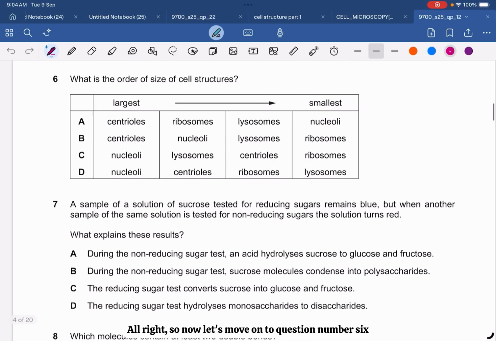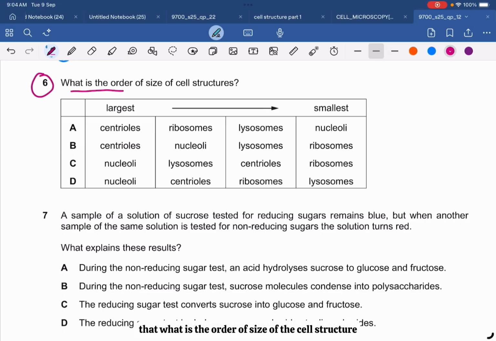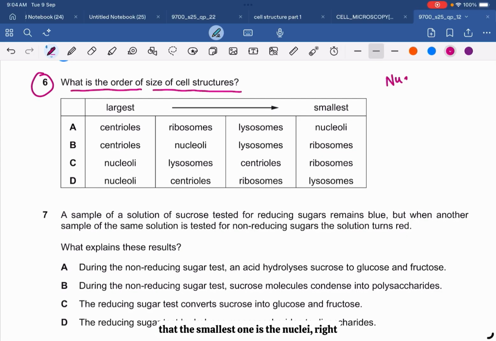Alright, so now let's move on to question number 6. Question number 6 asks: what is the order of size of the cell structures? They sometimes ask you the order of the size of the cell organelles as well. For your knowledge, the smallest one is the nucleoli, right?